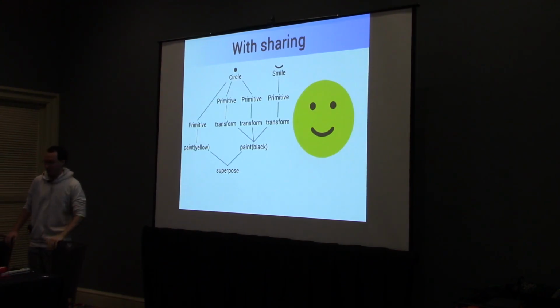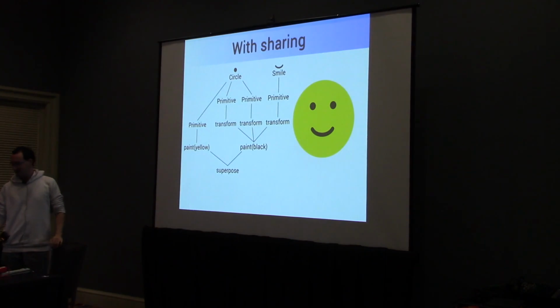Actually, because we're in a functional language, we name every part and we can do sharing. So the actual representation will probably be made to look like this. There is only a single circle to be allocated and a single smile.